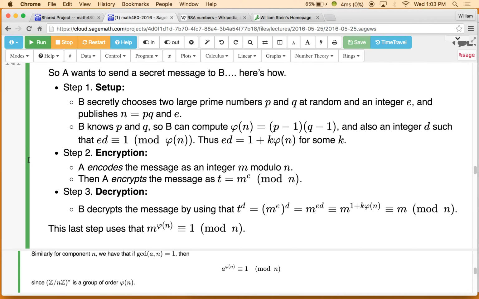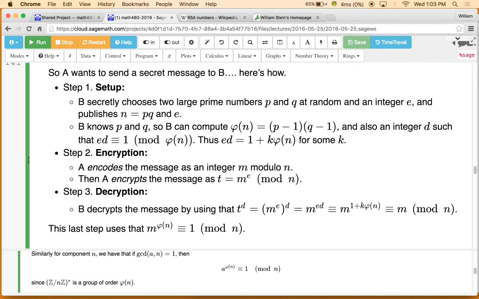So the next step is encryption. So what you do is you take your message. So you want to send me a message via the thing on my website. So you take your message, your software of course does this, and you encode it as an integer modulo n. So as a single integer modulo n. If your message is really long, you can break it up into separate pieces.